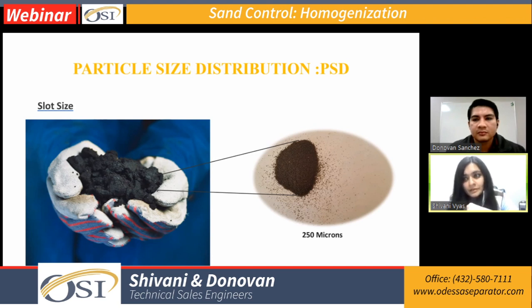What happens when it goes downhole? It agglomerates with the oil and fluids of the well, which means that it swells up. And that is exactly how your 250 micron becomes the size of this. And imagine if this gets stuck outside the screen or the intake to the pump, we are not going to be able to produce anything. And that's where we're going to be seeing all your pressure drops go down.